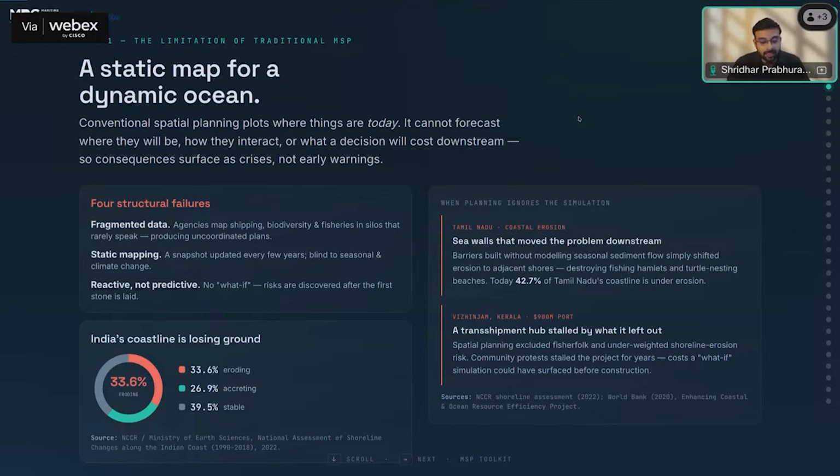We are essentially grabbing data sets based upon the availability, based upon resource constraints and other such kind of factors, which are not good enough for us to perform future stated planning. The third is currently our MSP, and essentially planning around MSP is more reactive than predictive. So we don't have anything in terms of what if scenario.